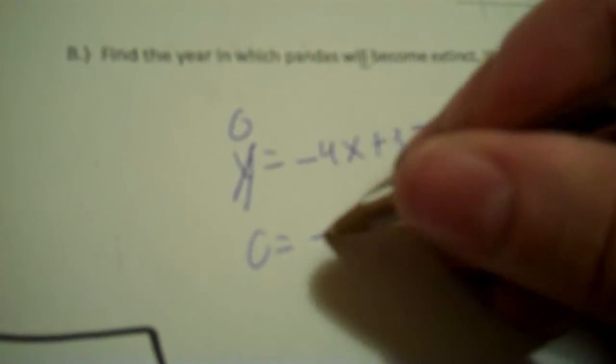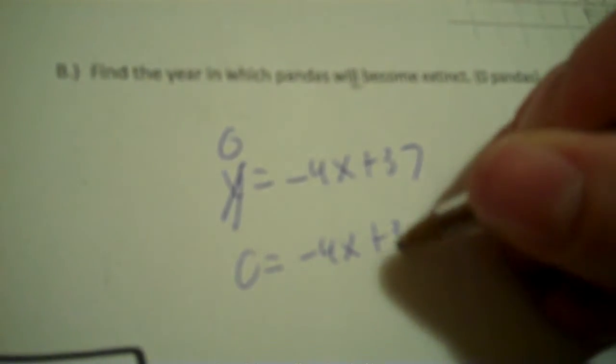Now, for part b, there's your equation. Find the year in which the pandas will become extinct, when they're 0. Write your equation down here. Y equals negative 4x plus 37. Okay, write that down. Now take that 0 pandas and put it in the pandas column. So y equals 0. So 0 equals negative 4x plus 37.